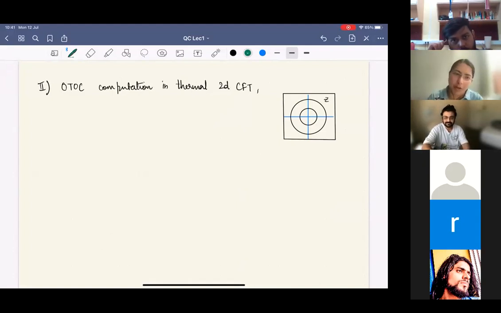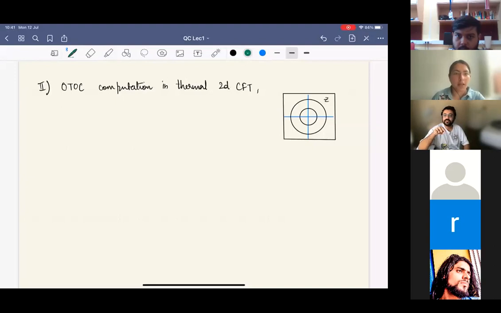Yeah, I'm not sure, because as far as I've seen, the scrambling time is being defined only in quantum systems. Okay, I think I'll move on.